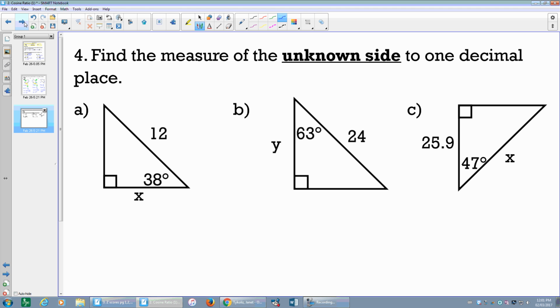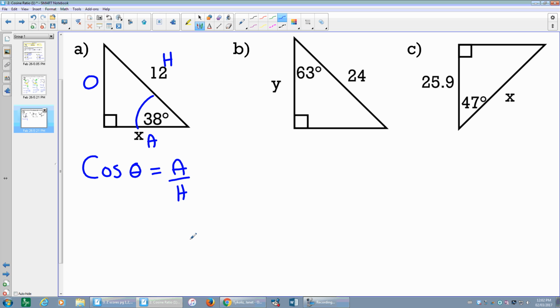Okay, the last type of thing that we are going to talk about here is now we are going to solve for a side length. So anytime we're solving for a side length, again, this is the process that you are going to do. Again, first step here is labeling your triangles. So here's my point of reference because they give me this angle. So I'm going to label my sides: hypotenuse, opposite, adjacent. I write out my formula. Cos theta equals A over H. I can plug in my information now.